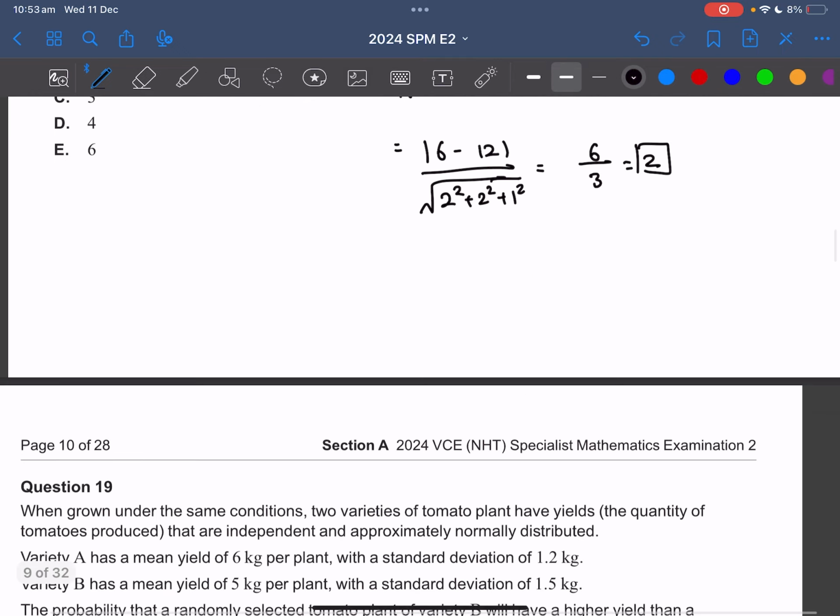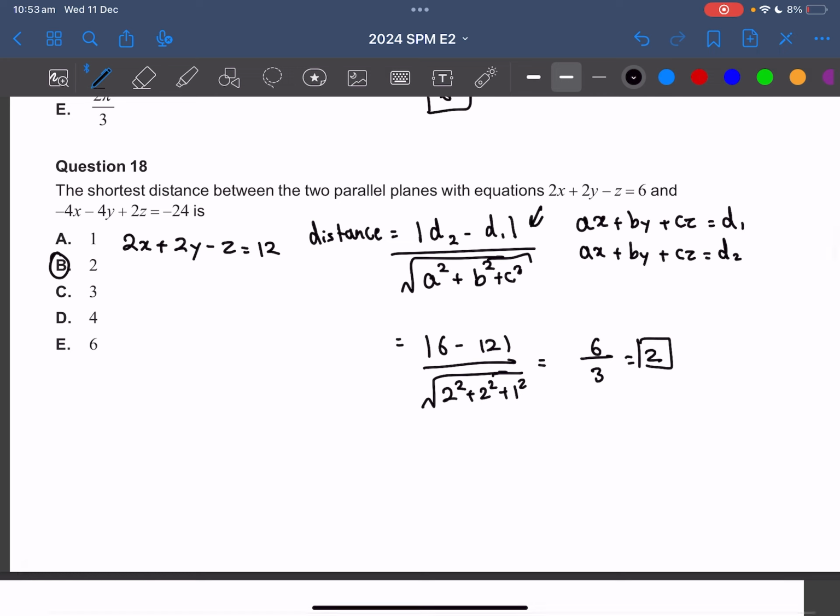Alright, so just keep this formula in mind. A disclaimer: this formula is only for parallel planes. The formula will change if they are skew, so make sure you keep that in mind. If you have to find the shortest distance between two parallel planes, perfect, you can use this. But if the planes are not parallel, then please make sure that you do not use this formula, because it may not be applicable.